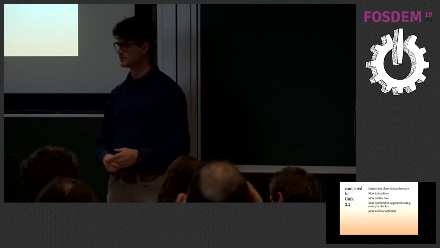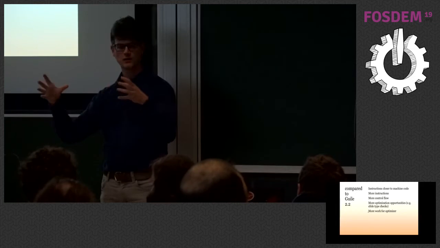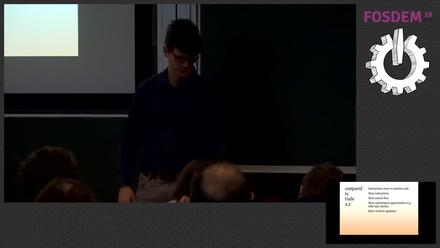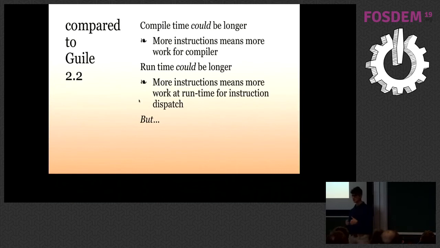But it does mean that the optimizer has a bigger program to work on. And so there's more work for the optimizer to do. So on the downside, compile time could be longer. Did we succeed? Maybe not. Because more instructions in the program, a bigger, lower-level intermediate representation, means that it's more work for the compiler. And the runtime could be longer also, because if you think, in a virtual machine where you're interpreting bytecode, every bytecode you execute has a bit of overhead for the interpretation, for the dispatch. And so if you add more of them, you might be slowing your program down, even though each one of them is smaller.